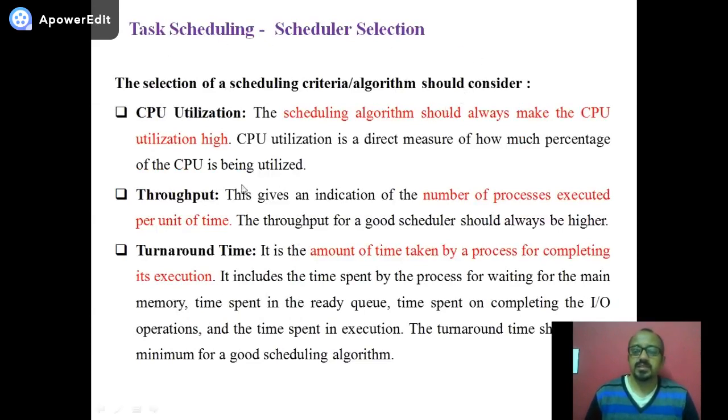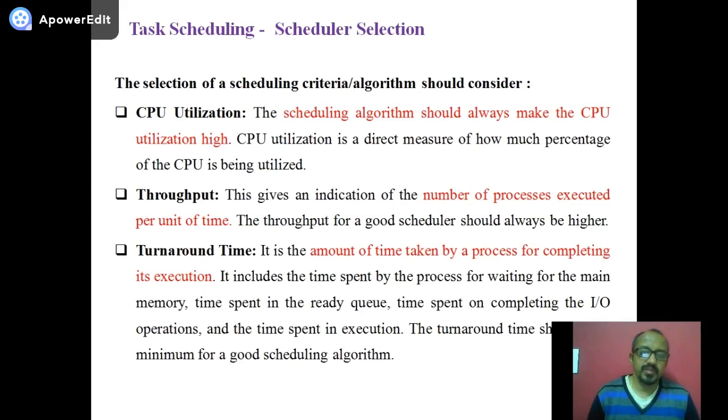The criteria for adopting the scheduling algorithm should be different in different embedded systems. If efficient CPU utilization is the main criterion in an embedded system design, then the scheduling algorithm should always make the CPU utilization very high. And if maximum throughput is required, it should always be high for a very good embedded system. That's why you have to choose a very good scheduler.